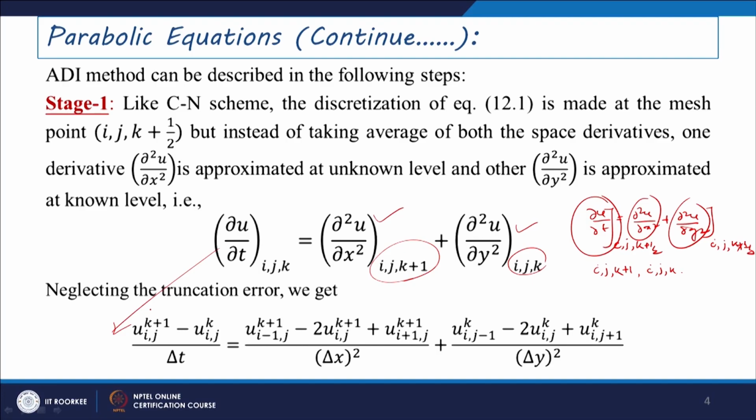and this space coordinate x, that is at k plus 1th level. So, it can be written as u_(i-1)j^(k+1) minus 2 u_ij^(k+1) plus u_(i+1)j^(k+1) by del x square, plus this space coordinate in the y direction at kth level here, that can be written as u_i(j-1)^k minus 2 u_ij^k plus u_i(j+1)^k divided by del y square here.